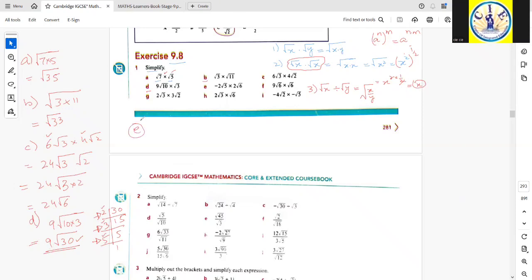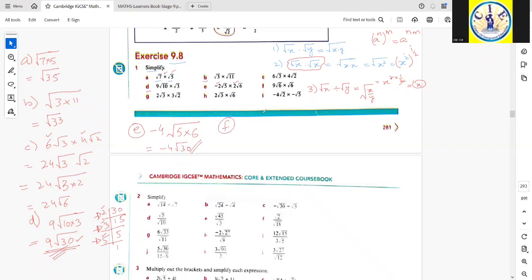Okay, in part E now, this is to be done exactly the same way. This negative 2 is to be multiplied with this 2. That will give me negative 4. Then 5 times 6. So radical 30 would be the same as was the case in part D. So that is the answer to part E.